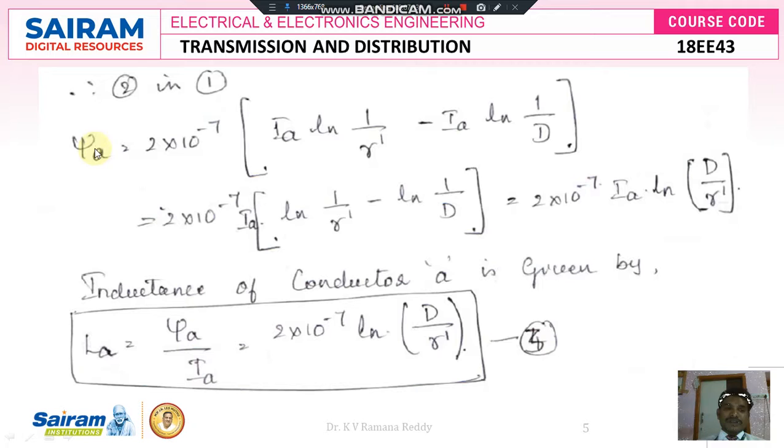Psi A means I already know the flux linkage for conductor A, that is 2 into 10 to the power minus 7 into IA into Ln of D by R dash. Here the numerator has IA and the denominator has IA, so both cancel each other, and the remaining equation is LA is equal to 2 into 10 to the power minus 7 into Ln of D by R dash. Let us take this as equation number 3.